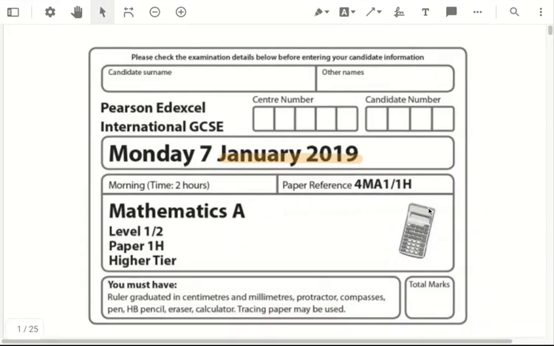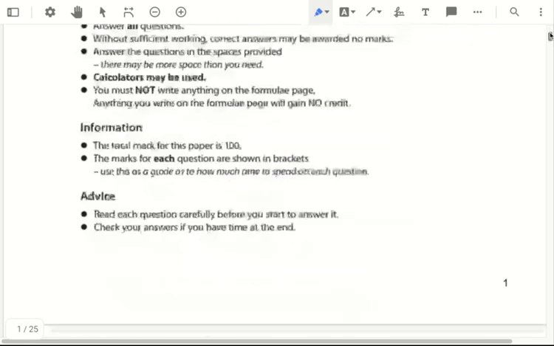Today we'll be going through question 16 onwards. This is for the paper January 2019 Edexcel paper 1. So let's start.